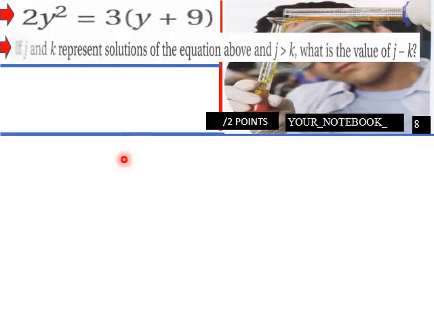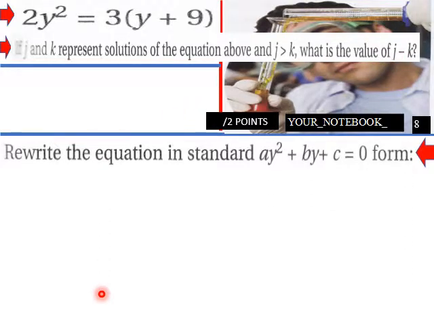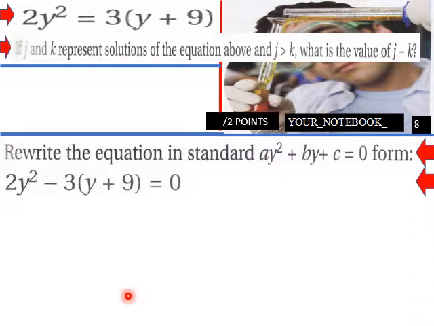Then we have something like this, where j is greater than k. If j and k represent solutions of the equation, what is the value of j minus k? Rewrite the equation in standard form. So we're going to put everything over on the left side, bring this over here, and then when we expand this out, we have this here.